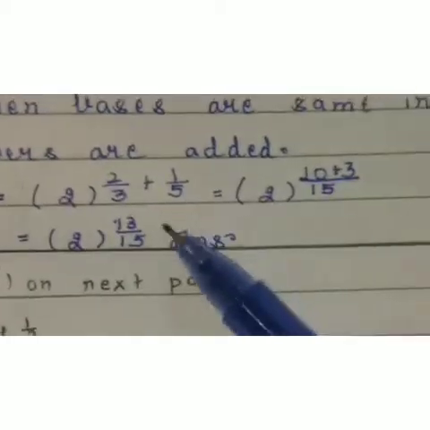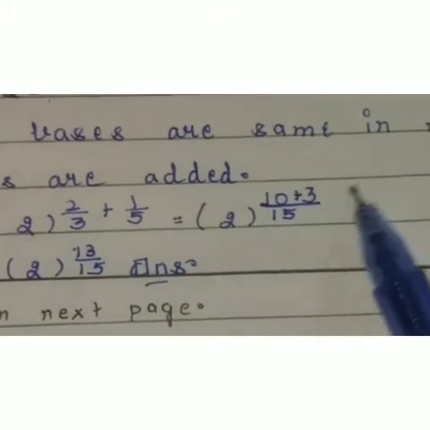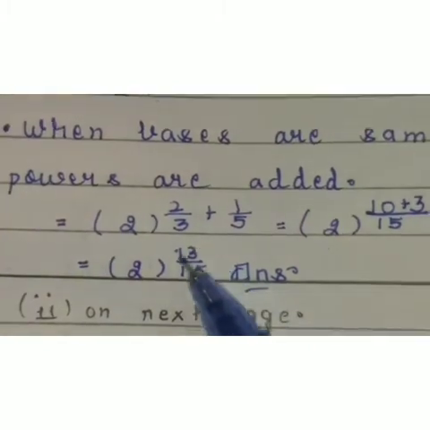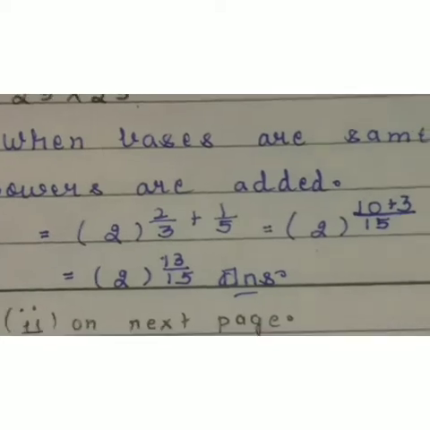2 by 3 plus 1 upon 5. We will add these. See, 10 plus 3 upon 15. Then we will get our answer as 2 to the power 13 upon 15. Now moving to second part.